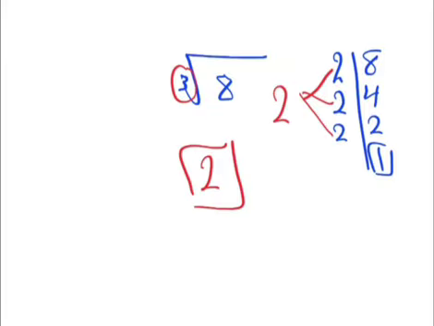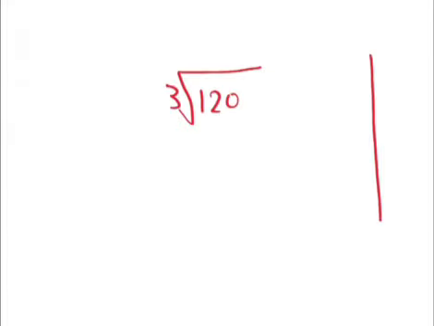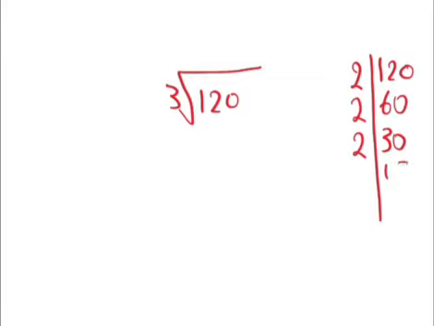Let's take a little bit harder one. If we need to find the cubic root of 120, for example, the easiest way is to divide by the smallest prime number that you've got. So 120 divided by 2 is 60, divided by 2 is 30, divided by 2 is 15, divided by 3 is 5, divided by 5 is 1. It doesn't matter if you divide by 3 or 5 first, but I like to always divide by the smallest number to make it much easier.